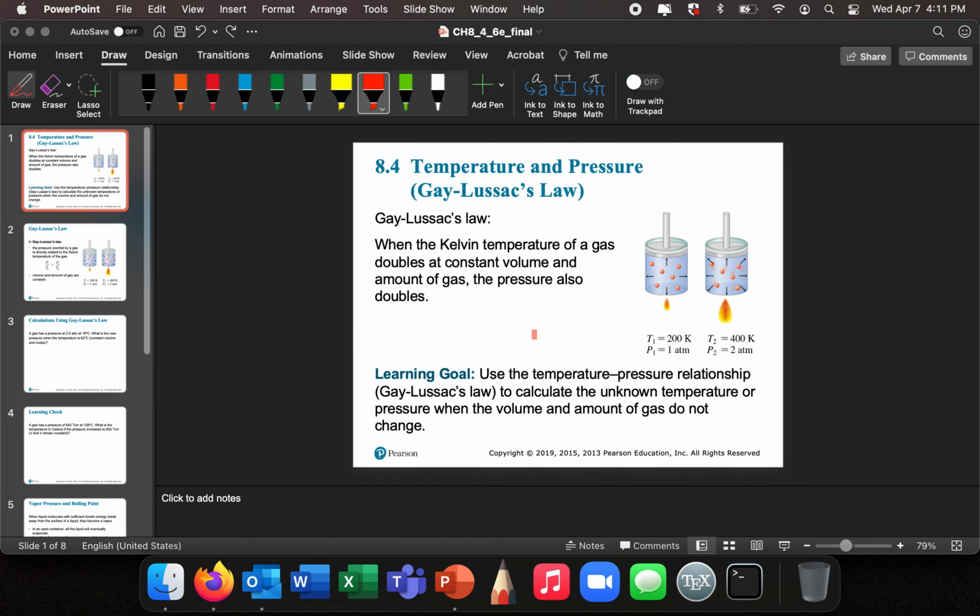So the learning goal is to use the temperature pressure relationship to calculate the unknown temperature or pressure when the volume and amount of gas do not change. Kind of a mouthful there.